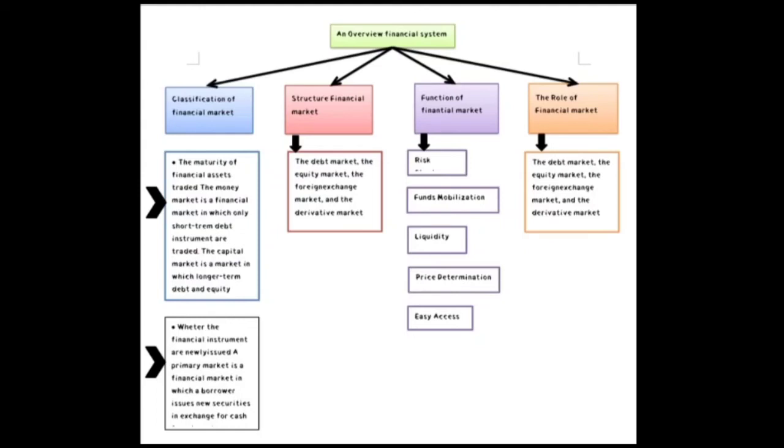The first is the reach of money. And second, fund mobilization. Third, liquidity. Fourth, price determination. And the last, easy access. Fourth, the role of financial markets: the debt market, the equity market, the foreign exchange market, and the derivative market.